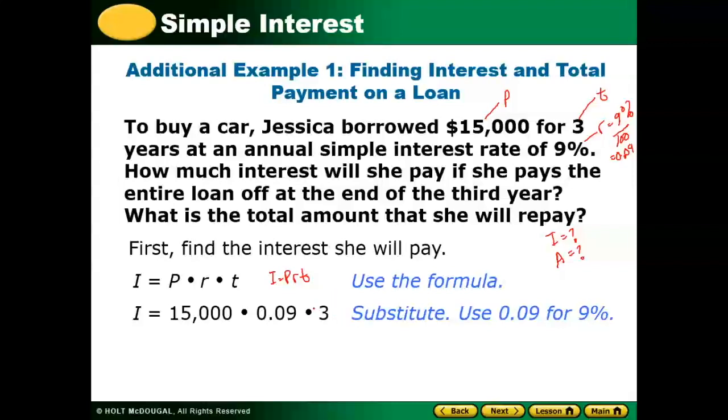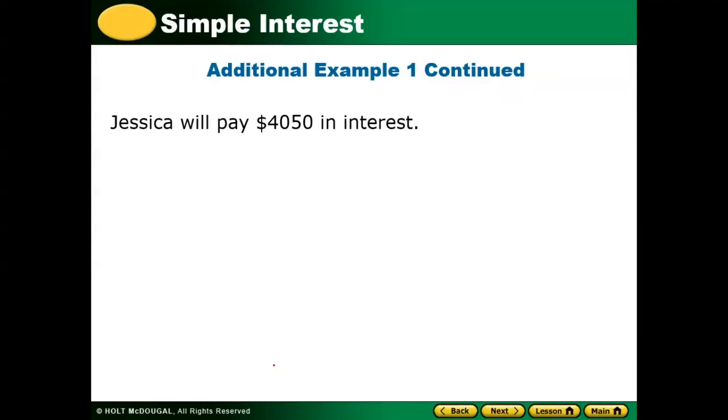And we're just going to plug those into our calculator, and we get 4,050. So our interest paid on that loan for 3 years at 9% would be $4,050. Doesn't seem like you should be paying that much, but you are.